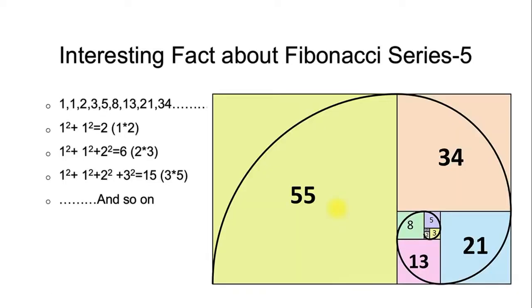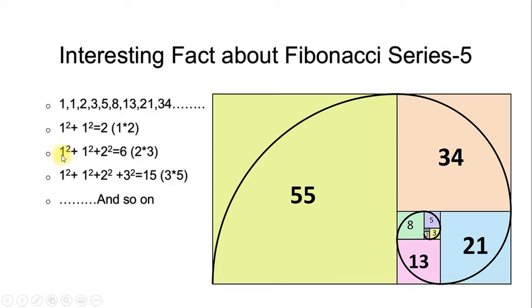We go to the next property. Now, this is a very, very interesting property of the series, and it has many applications in nature. Let's see what the property is. The property says that, where the series is 1, 1, 2, 3, 5, 8 and so on, if we sum the squares of the first two terms, that is 1 square plus 1 square, equal to 2, right? So what is 2? 2 is 1 into 2, that is, second term into third term.